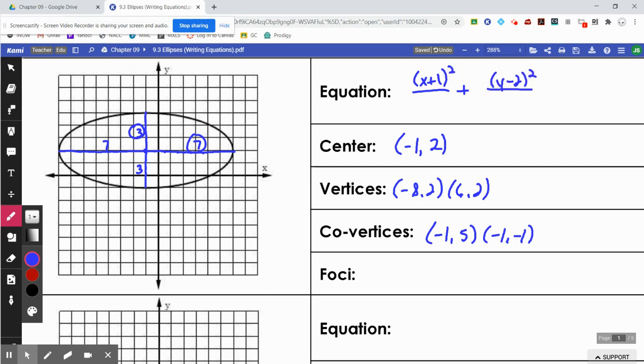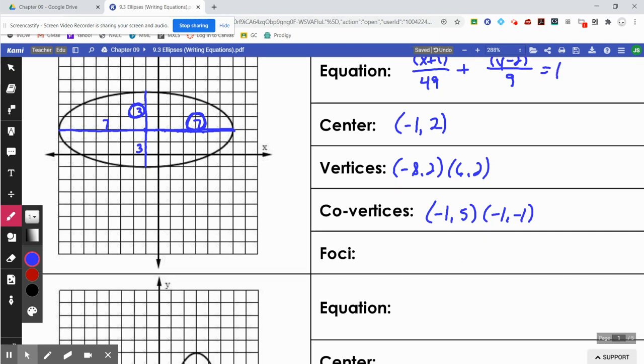That's the first thing I would do. It's a horizontal ellipse because it's longer horizontally. So therefore, your a squared is going to go under the x stuff. Your b squared is going to go under the y stuff. And there is your equation.